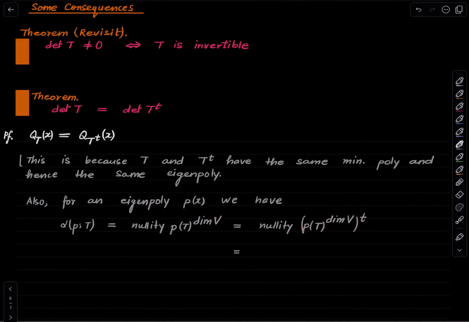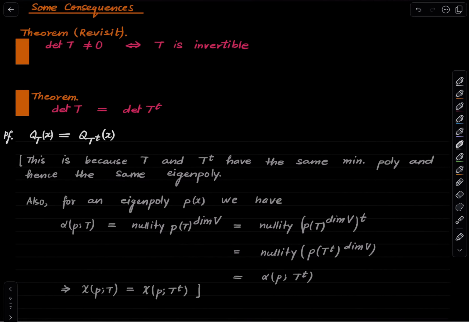This is equal to the nullity of that, but this is equal to the algebraic multiplicity of p with respect to t transpose. So the algebraic multiplicities of every eigenpolynomial are also the same, and hence the characteristic exponents are also the same. So if all the eigenpolynomials are the same and all the characteristic exponents are the same, the characteristic polynomials will also be the same, and that's it. Since t and t transpose have the same characteristic polynomial, they will have the same determinant. Okay?